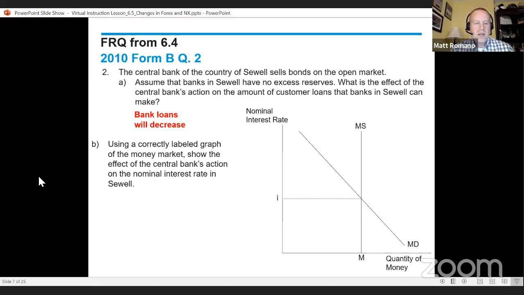Using a correctly labeled graph of the money market, show the effect of the central bank's action on the nominal interest rate in Sewell. Again, a contractionary monetary policy will contract the money supply. It's going to shrink the money supply. So we would anticipate a leftward shift in the money supply curve. So we take that vertical money supply curve, shift left. And of course, that's going to move us up along the money demand curve. And we're going to see an increase in nominal interest rates as indicated from I to I1 on the y-axis.